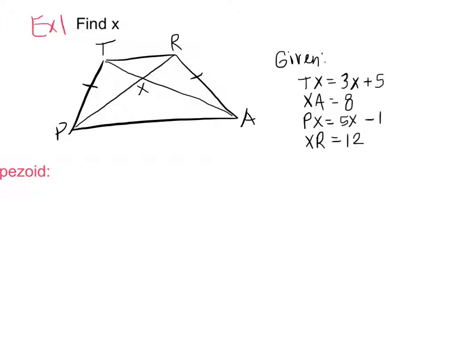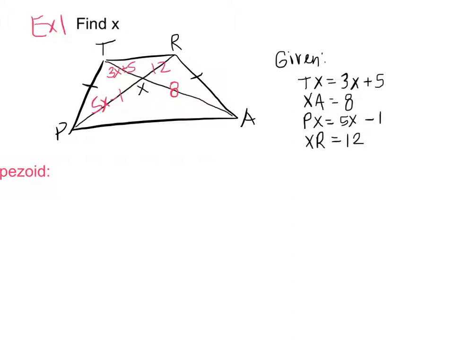For this question, they're asking you to find x, and they've given you this trapezoid and this information. So let's start by labeling it. TX is 3x plus 5, XA is 8, PX is 5x minus 1, and XR is 12.